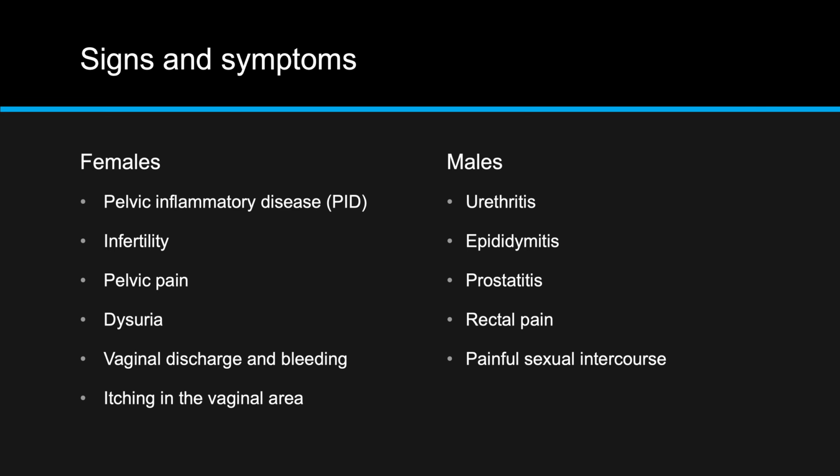The most common symptoms in males are urethritis, epididymitis, and prostatitis. Urethritis typically presents with a mucoid or watery urethral discharge, and dysuria is often included with this. Epididymitis usually has unilateral testicular tenderness, pain, and testicular swelling. Prostatitis symptoms are typically dysuria, urinary dysfunction, pelvic pain, and pain with ejaculation. Symptoms for women also include vaginal discharge, itching in the vaginal area, and bleeding between periods. Symptoms for males can also include painful sexual intercourse and rectal pain.